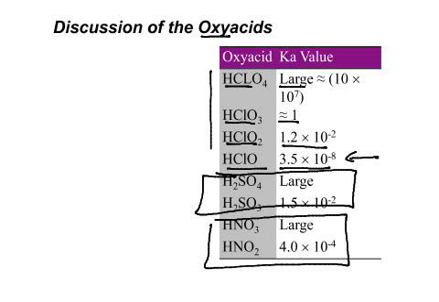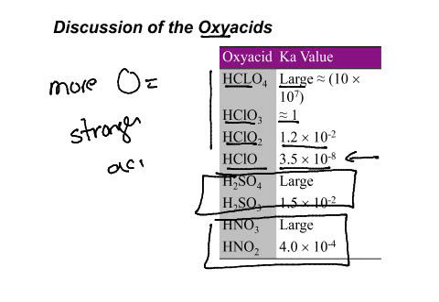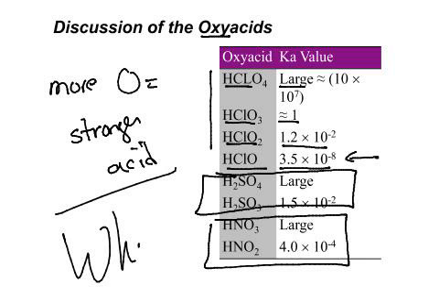What do you see as the pattern? Looking to me like the more oxygens you have, the stronger the acid. More O equals stronger acid. That's exactly correct, Mr. Sams. But the big question is, why?